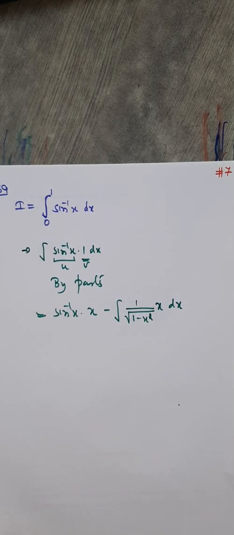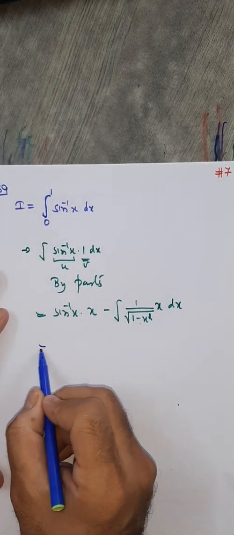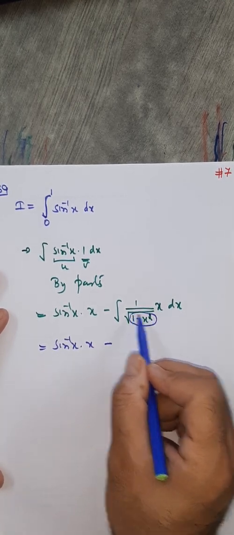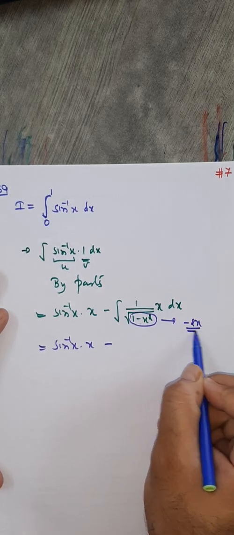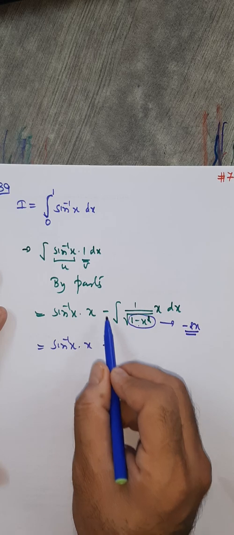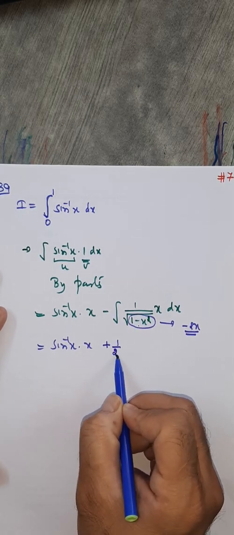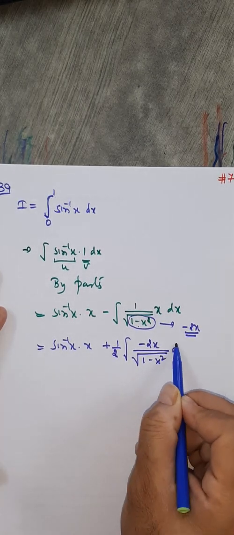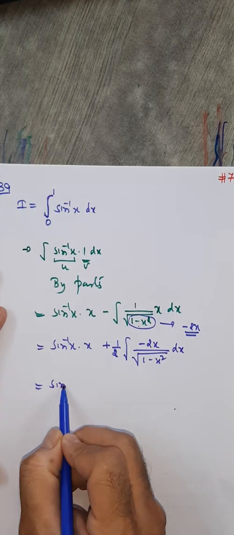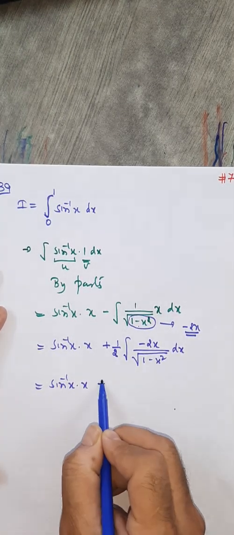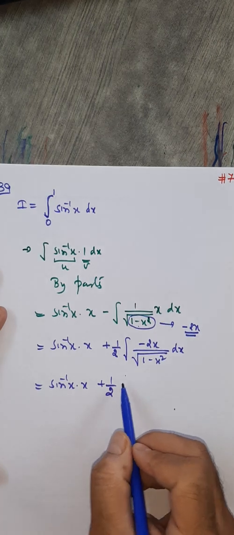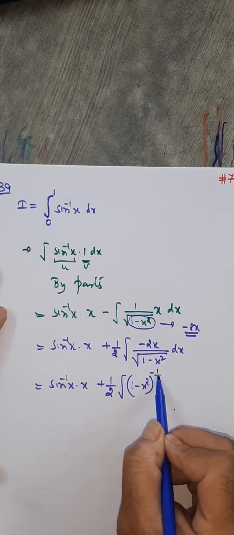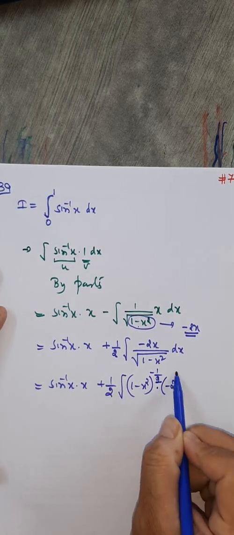Now the second integral, which is linear upon quadratic. So I can set the derivative of this quadratic. What is that? Minus 2x. So that can be set very easily. I'll take minus inside and multiply and divide by 2. So minus 2x upon root of 1 minus x square dx. So sine inverse x into x plus 1 by 2. Now here I can write it like this: 1 minus x square raised to minus 1 by 2 into minus 2x dx.